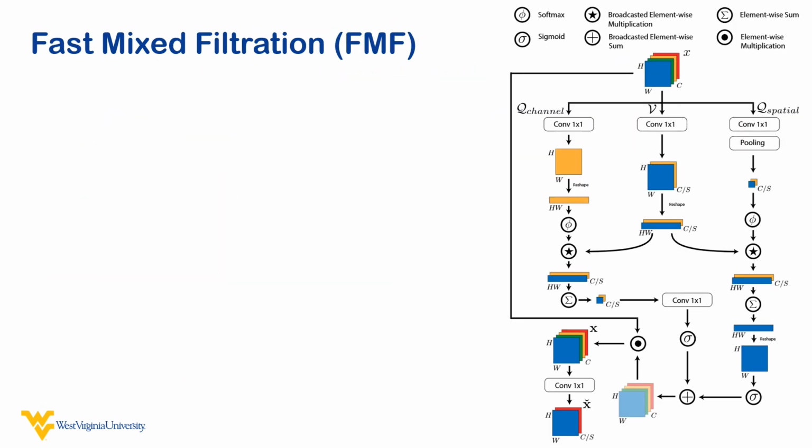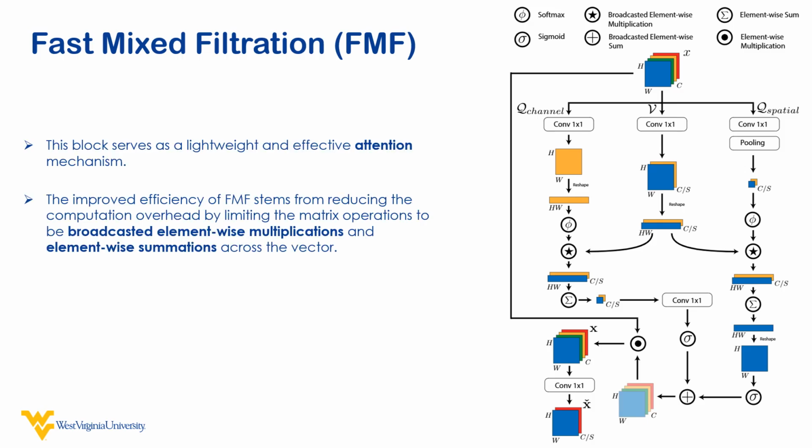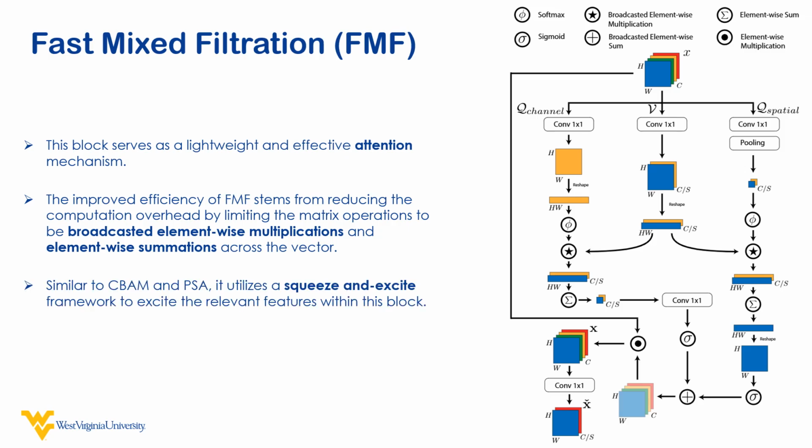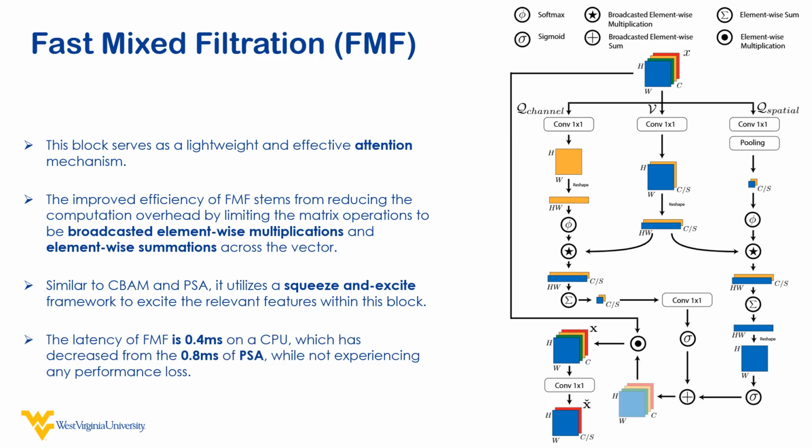The figure describes how our FMF block operates efficiently even on the CPU. It is a convolution-based attention framework split between channel and spatial attentions, and reduces the computation overhead by limiting the matrix operations to broadcasted element-wise multiplications and element-wise summations across the vector. It further utilizes the squeeze and excite framework to excite the relevant features, similar to CBAM and PSA. The latency of FMF is 0.4 millisecond on a CPU, which has decreased from the 0.8 millisecond of PSA, while not experiencing any performance loss.